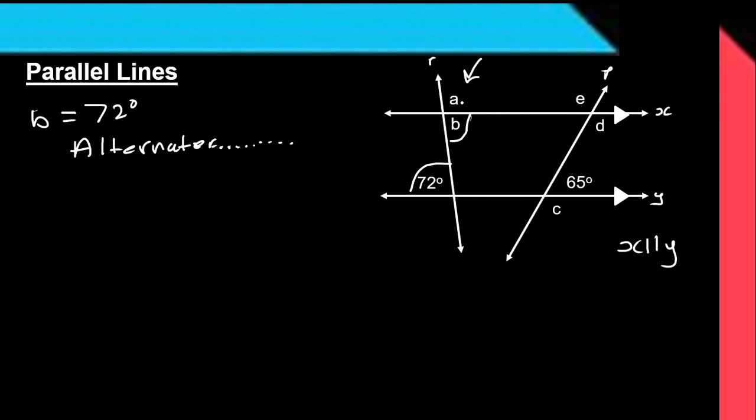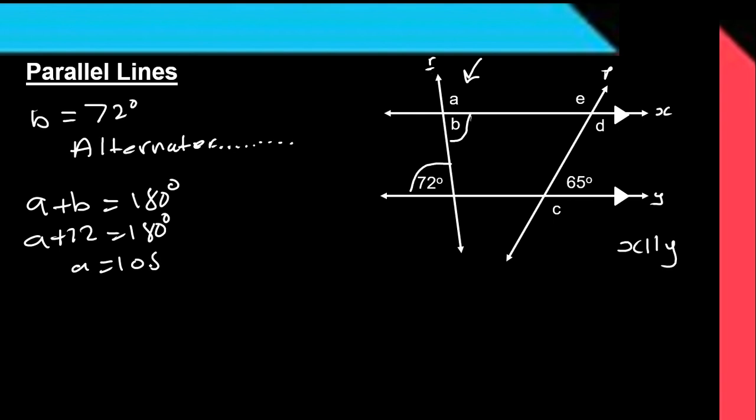Now I'm going to look at angle A. Again, I'm not going to use parallel lines as a rule, but I know that angle A and angle B equal 180 degrees because they are adjacent and they form a straight line that lies on R. So A plus 72 is 180 degrees. Well, that means A is going to be 108 degrees. So we've worked two of them out, A and B.